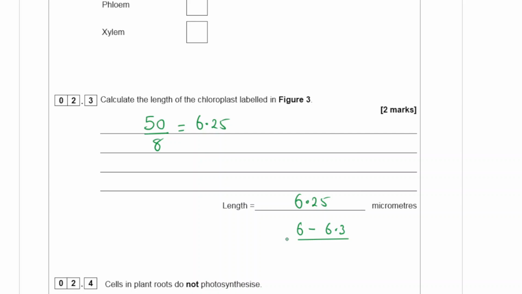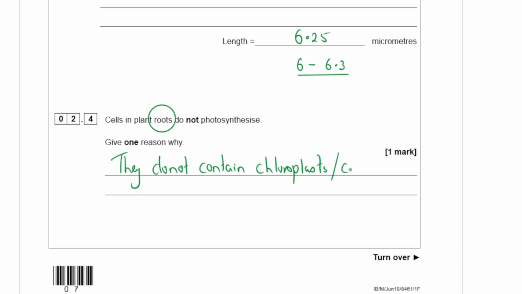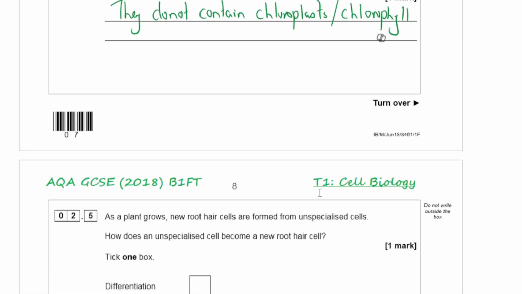Right? Cells in plant roots do not photosynthesize. Give one reason why. Because they do not contain chloroplasts, right? Well, there's no point in having chloroplasts because it's not going to receive any light, because it's the root cells, right? Or you could say chlorophyll. Any two of those words will give you the mark.